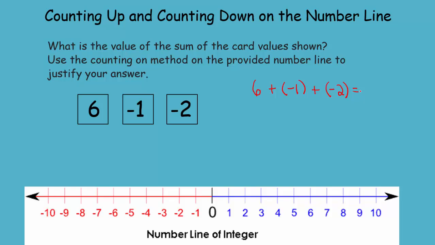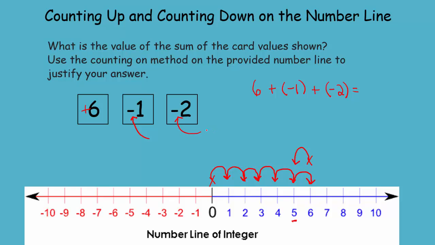All right, hopefully you paused the video. For our counting on method, we always start at 0. Positive 6 means move 6 to the right. 1, 2, 3, 4, 5, 6 to the right gets us to a positive 6. This negative means move to the left. How many units? You'll move 1 unit to the left. That gets us to a positive 5.